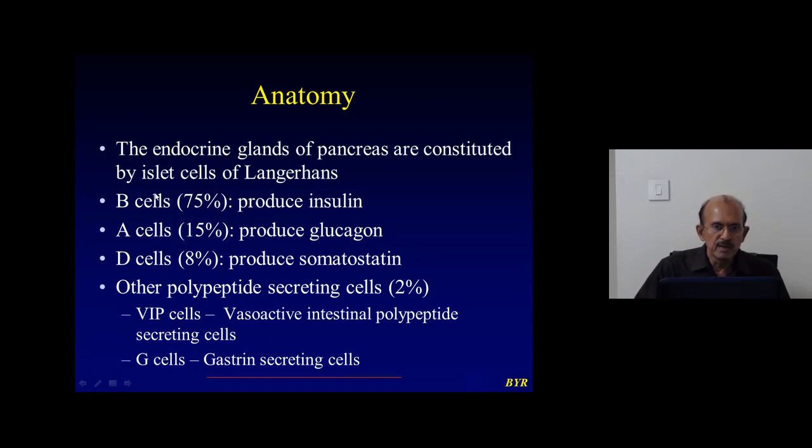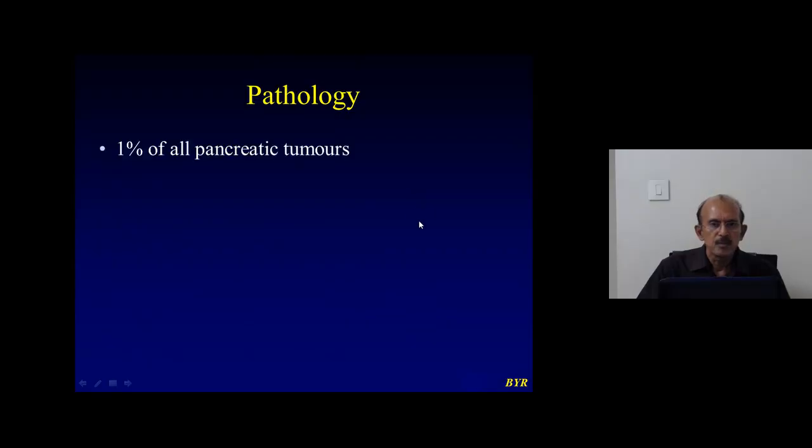So out of these various cells, these can produce tumors. So when they produce tumors, they produce functional disturbances by secreting more of their hormones. So due to the excess hormones, the patient comes to you with certain clinical manifestations and problems. These constitute 1% of all pancreatic tumors.